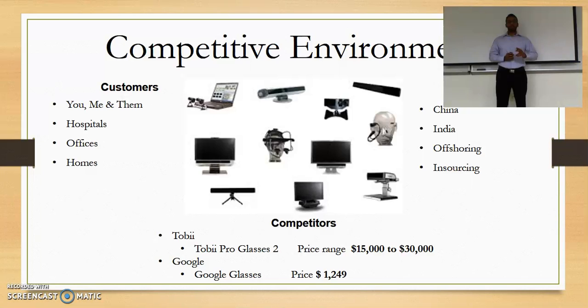I found 2 competitors actually. Tobii, as you can see, their latest technology is the Tobii Pro glasses. If you look at the prices, it is quite the price. It ranges between $15,000 to $30,000. Let me highlight to you that this technology is only used for research purposes only. The Google glasses, it's about $1,200, and it's only used to show text messages, take pictures, and that's about it.